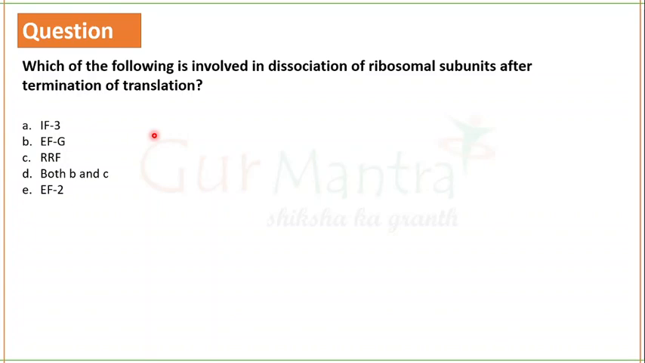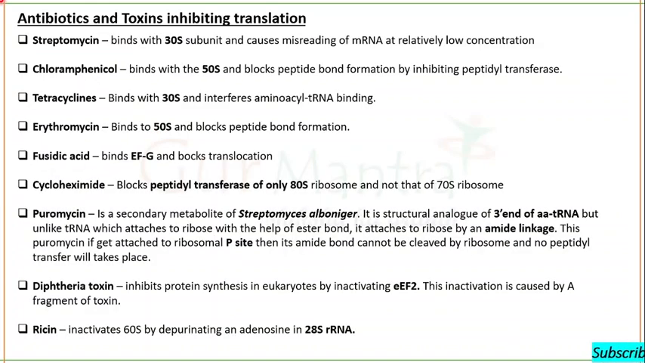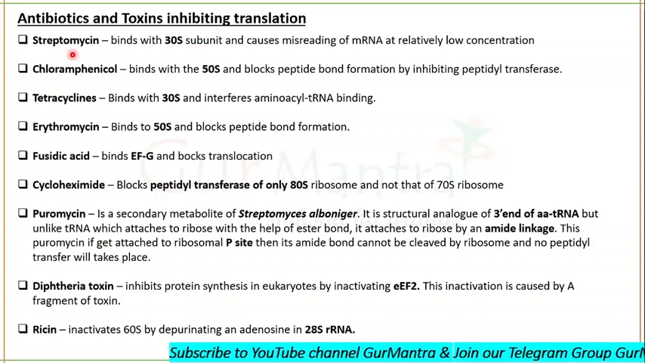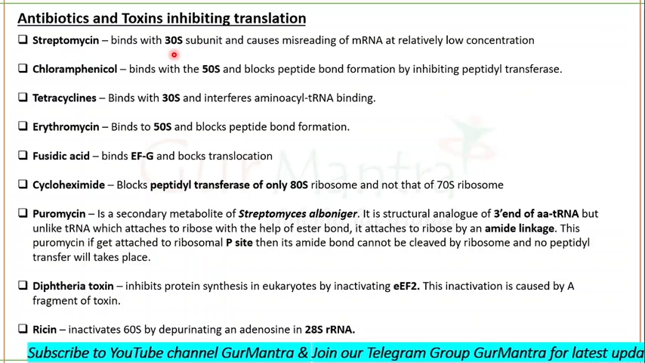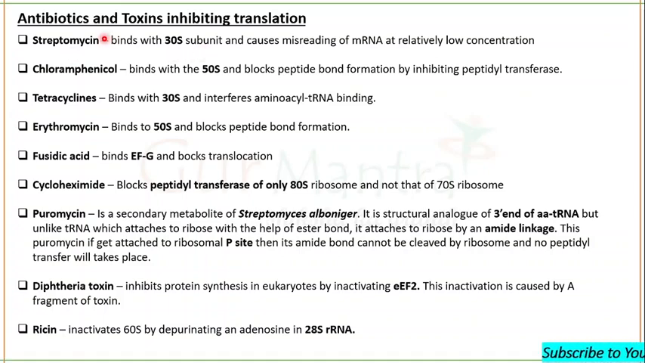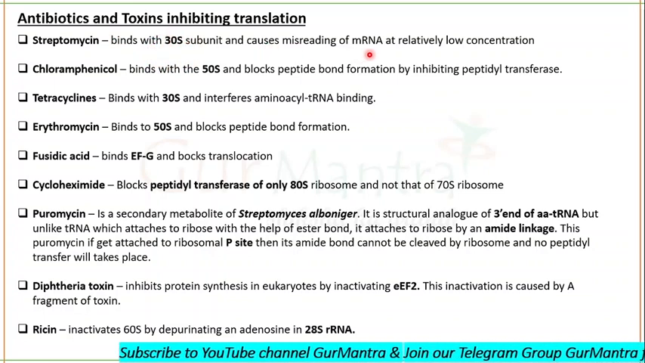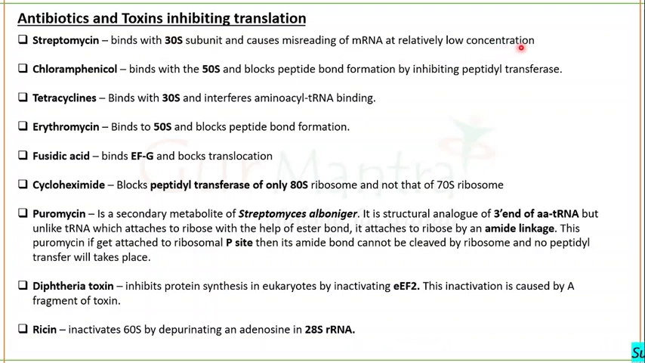Okay. So fine. Let's start with the antibiotics and toxins that inhibit the translation process. There is streptomycin, which will bind with the 30S subunit, and after binding with the 30S subunit, it causes the misreading of mRNA at relatively low concentration.